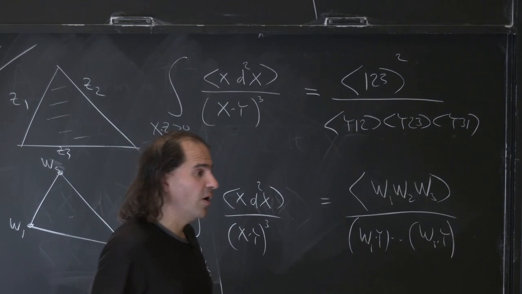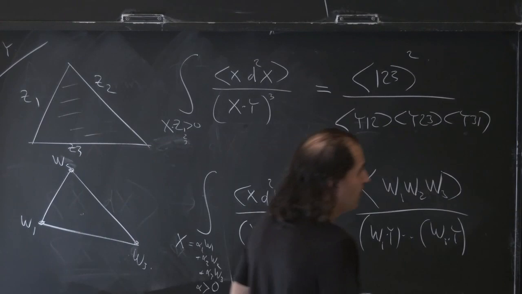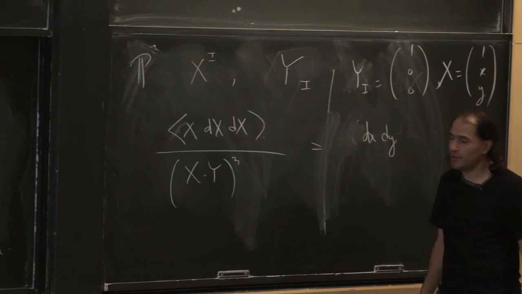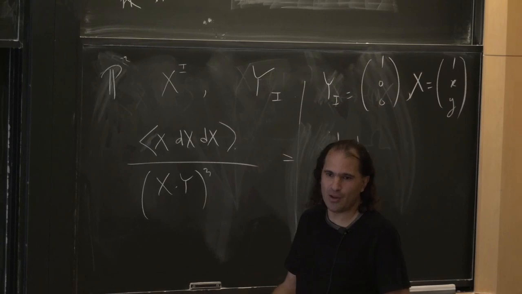Yes? Have you ever tried parameterizing it with the plane and doing the area of the plane? No, we're not computing the area of the plane. We're computing the area of the triangle, but in order to specify what we mean by the triangle, you have to give a line at infinity.